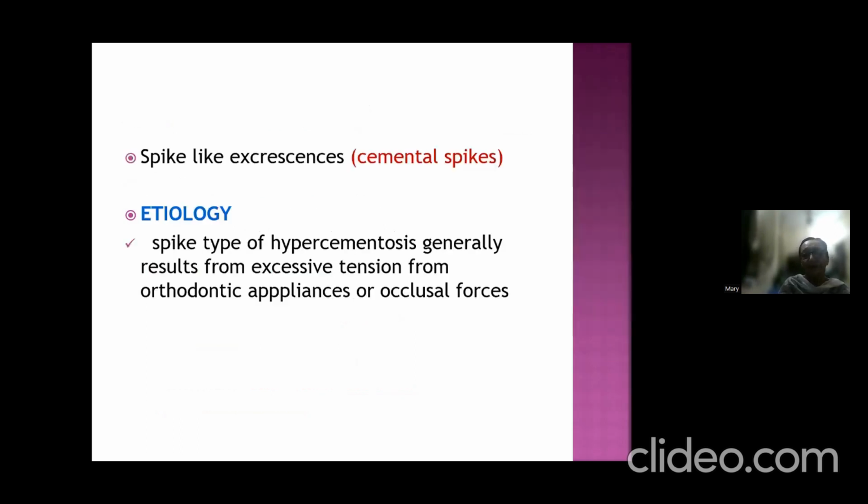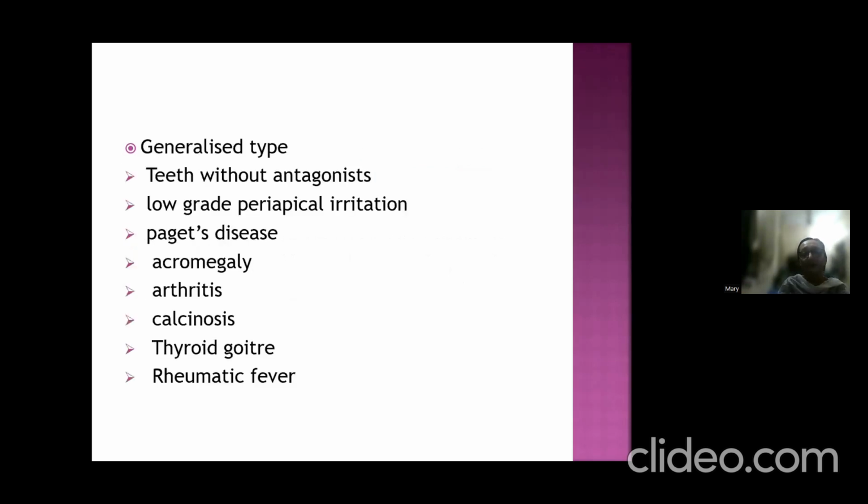And yet another type of abnormality is the presence of cemental spikes. This is mainly because of excessive tension which occurs due to orthodontic appliances or occlusal force. So the generalized type is mainly associated when a tooth does not have an antagonist tooth, or when there is low-grade periapical irritation, or in case of Paget's disease, acromegaly, arthritis, calcinosis, thyroid goiter, or rheumatic fever.